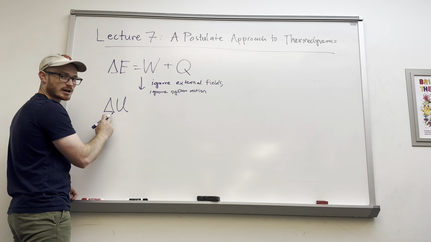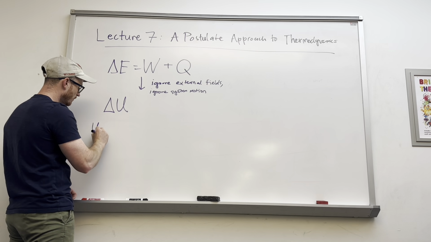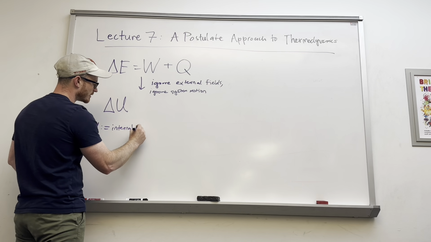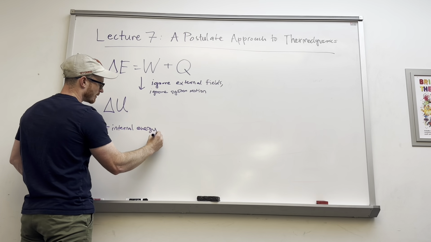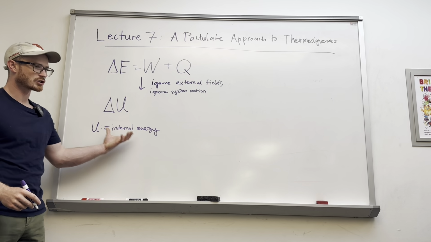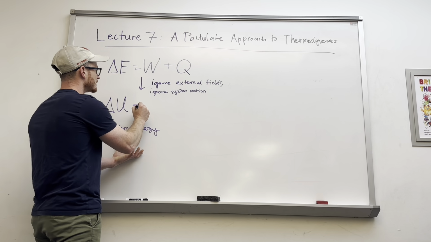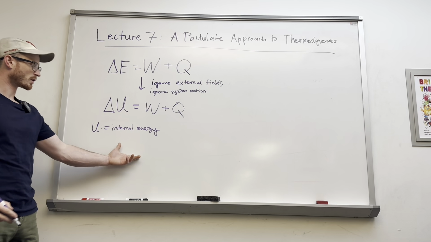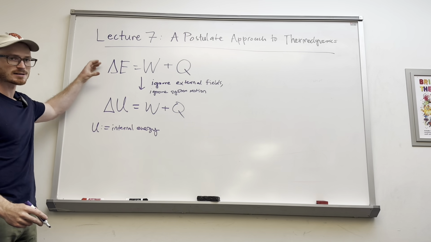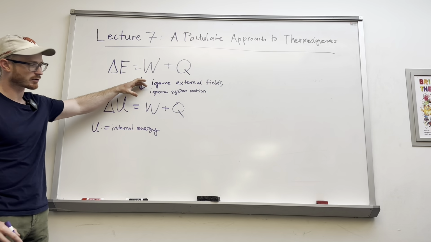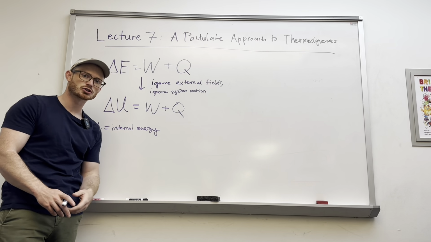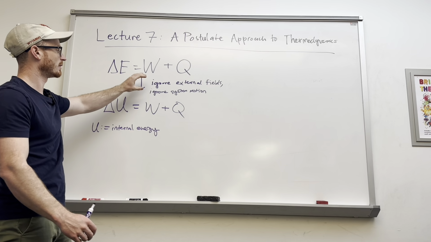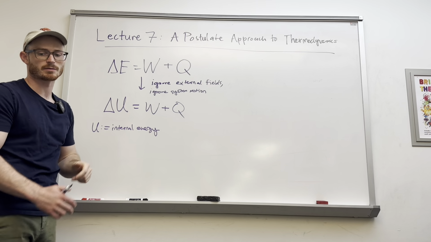equivalent to the change in internal energy. So U is the internal energy, or essentially just the energy of this system. The change in internal energy of the system is equal to W plus Q. Now, of course, the internal energy is defined as the total energy minus this external field part and minus the system motion part. But of course, they're the same exact expression if there is no external field and no system motion.